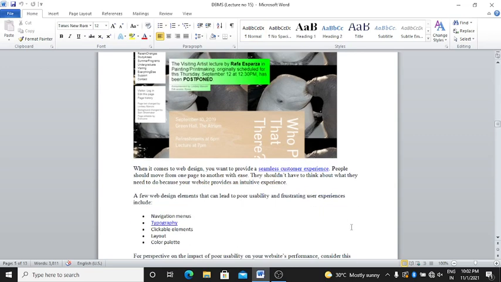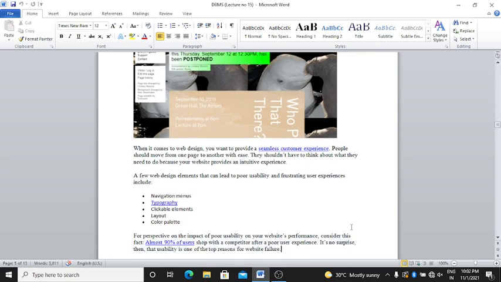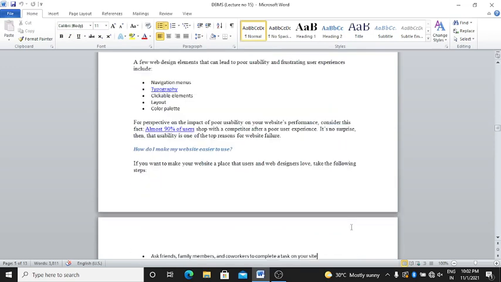A few web design elements that can lead to poor usability and frustrating user experiences include: first one is navigation menu, second one is typography, third one is clickable elements, fourth one is layout, and fifth one is color palette.